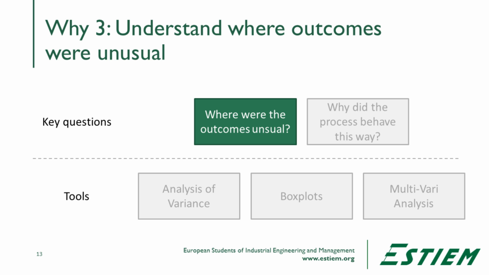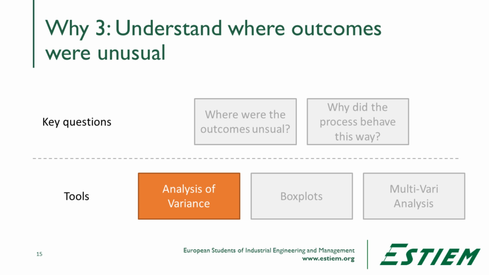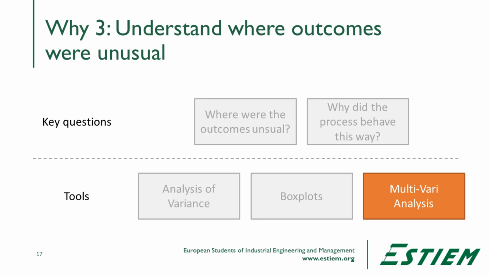When we go to the third level of why, what we want to do is understand where those process outcomes were unusual. Why did the process behave this particular way? And to do this, we want to break the process down, understanding variation within the components of the process and variation between each of those components. The tools we'll use here are the analysis of variance, box plots to show graphically what's happening, or a multivariate analysis, which is a graphical representation of the box plot.